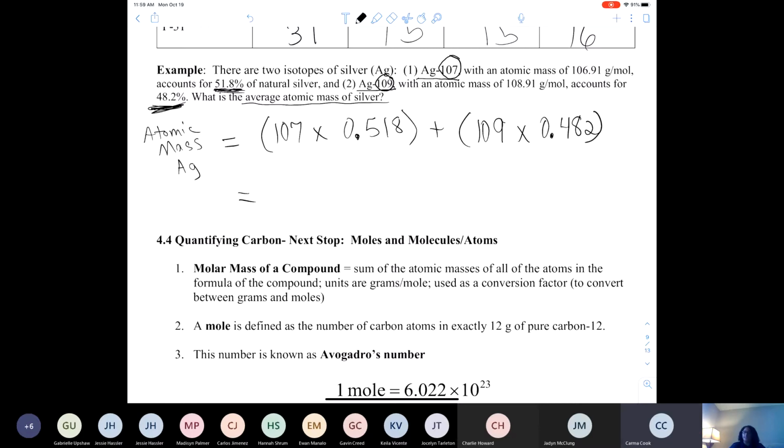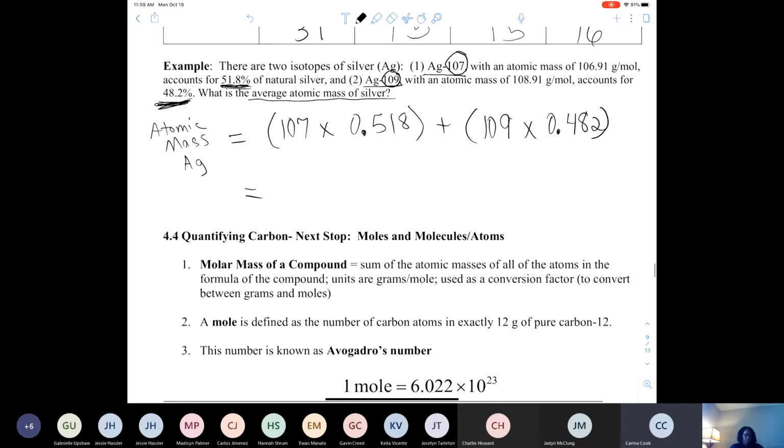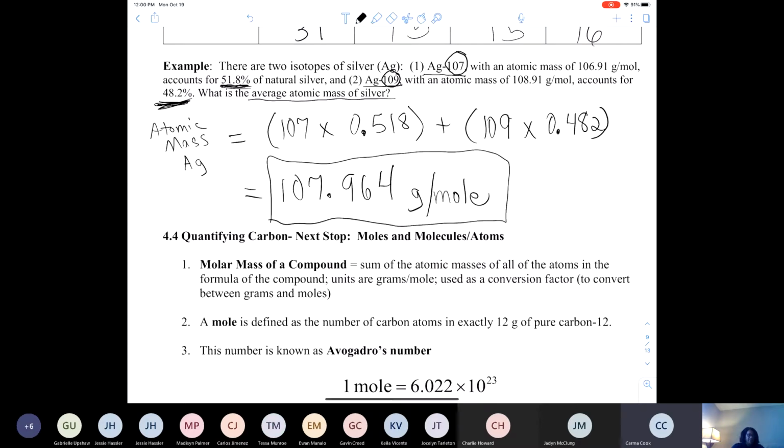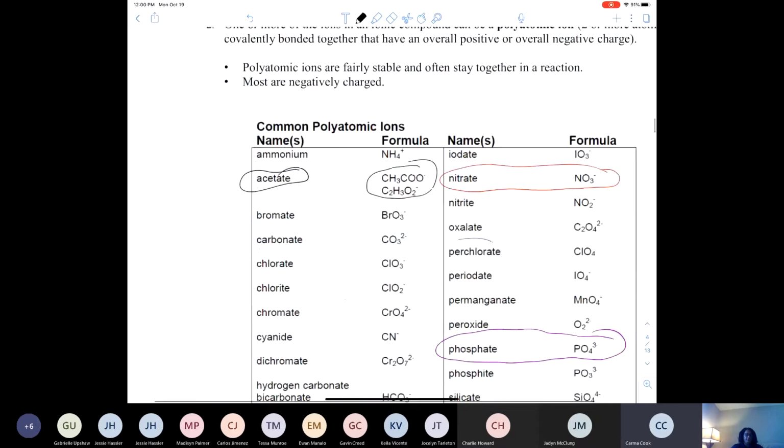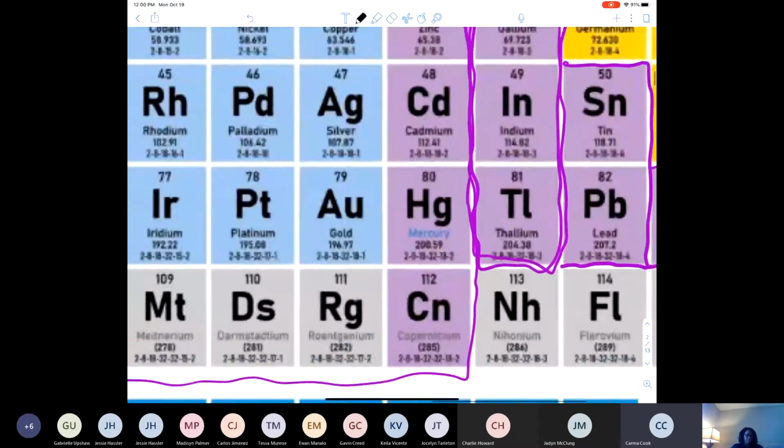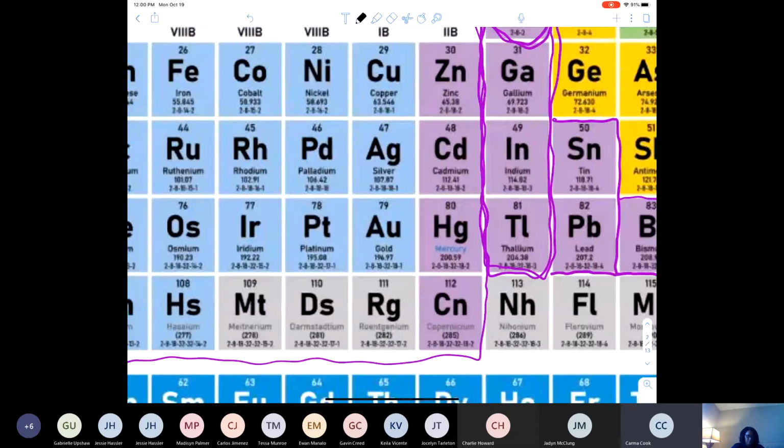And once you finish your calculation, someone can post their answer in the chat box for us, please. Thank you, Ewan. 107.964. And again, our units will be grams per mole. How does this compare with what's on the periodic table? Pretty close.